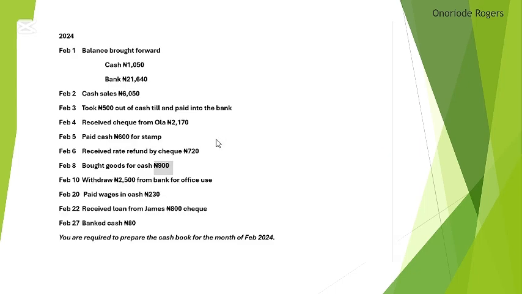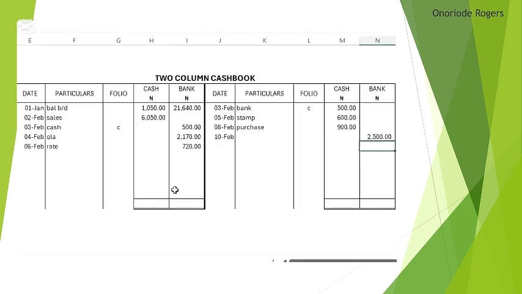Where did the money go to? Say for office use, that means the money came back to the office. So the 10th of 2, 2,500. The narration here will be bank, showing that the money came from bank. Then here will be cash, showing that the money went to cash. That is a contra entry because the transactions happened in the cash book.